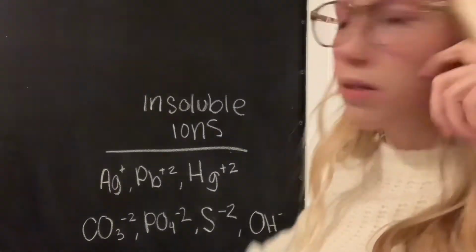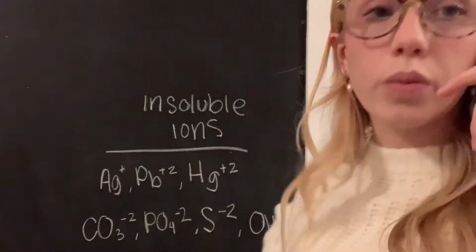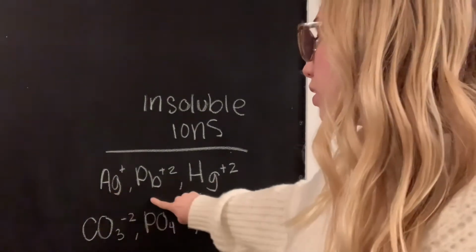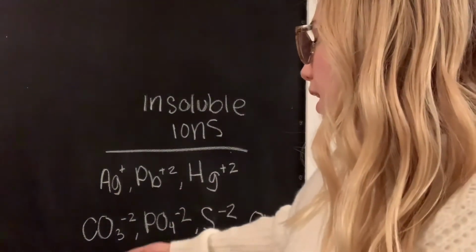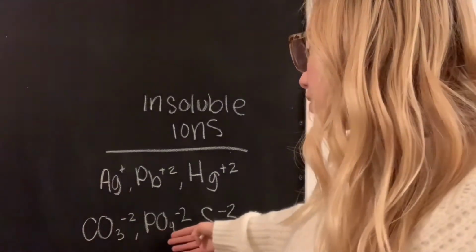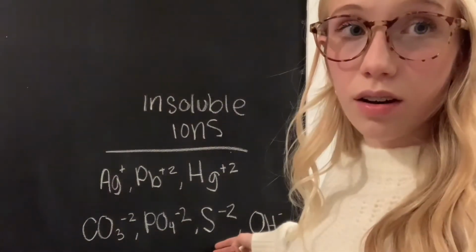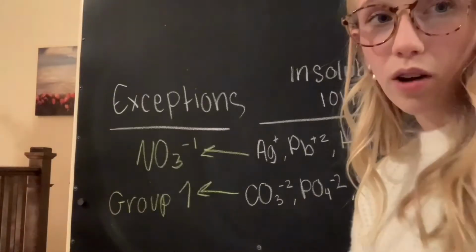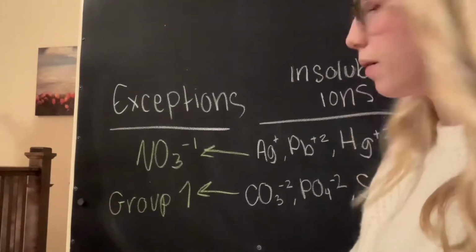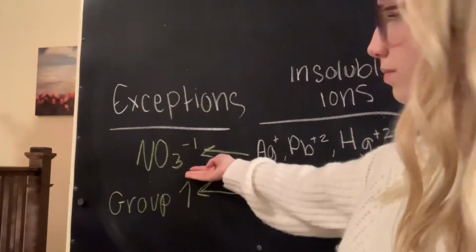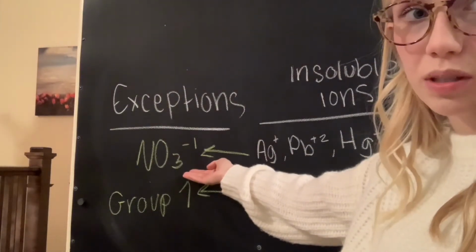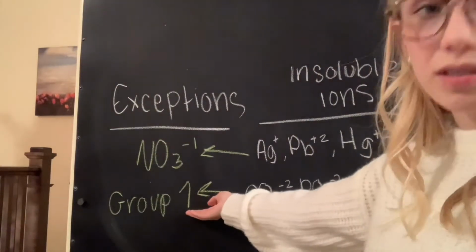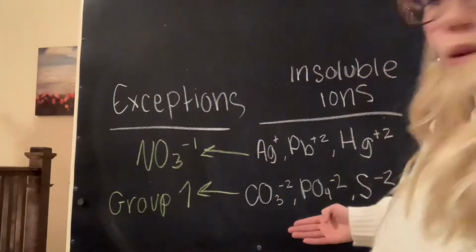All right, on the flip side, we've got our insoluble ions, which will not be able to ionize or dissolve. We've got our silver, lead, mercury, and then we have our carbonate, phosphate, sulfide, which is an ion of sulfur, and hydroxide. And we've also got our exceptions to this rule as well. As we went over before, nitrate does not form a precipitate with anything, not even these three. Group 1 also does not form a precipitate with anything, including these ones.